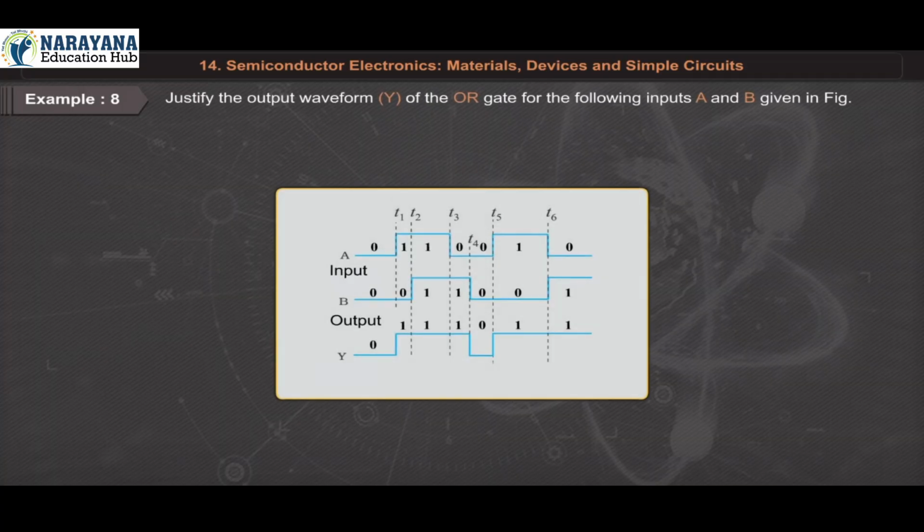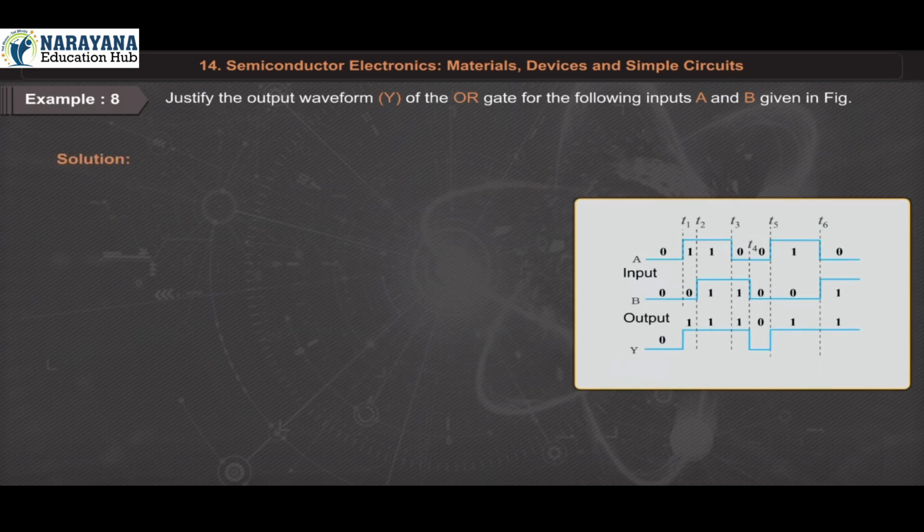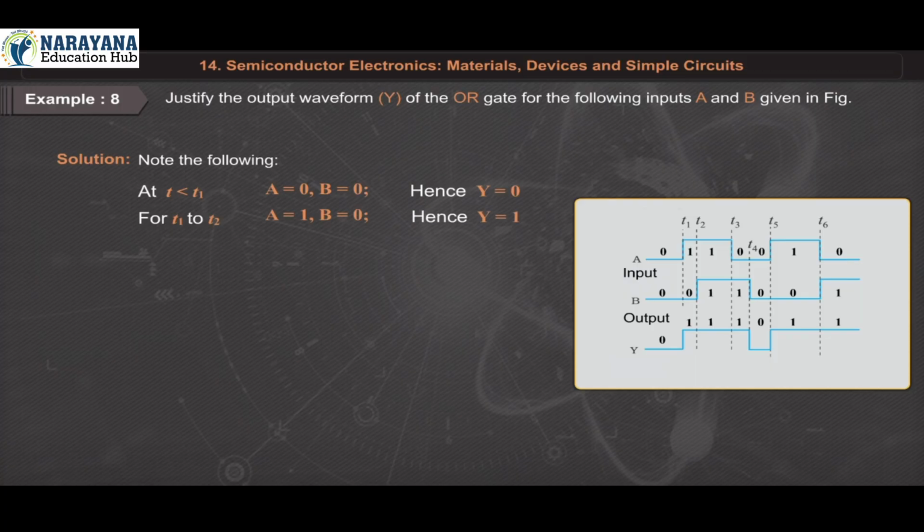Example 8. Justify the output waveform Y of the OR gate for the following inputs A and B given in figure. Solution. Note the following. At t < t1, A = 0, B = 0, hence Y = 0. For t1 to t2, A = 1, B = 0, hence Y = 1. For t2 to t3, A = 1, B = 1, hence Y = 1.